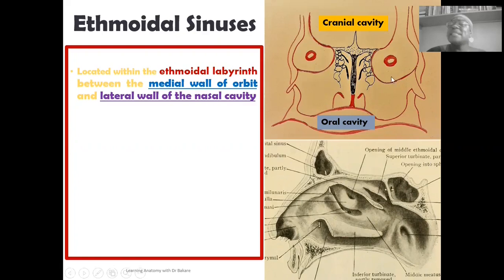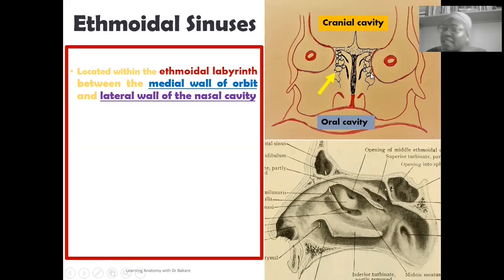It is located specifically in the ethmoidal labyrinth. The ethmoidal labyrinth is seen to be located between the medial wall of the orbit. This is the orbit here, and this is the medial wall of the orbit. This is the lateral wall of the orbit. So it's located between the medial wall of the orbit and also the lateral wall of the nasal cavity. This is where we have the nasal cavity, and this is the lateral wall of the nasal cavity on both sides. So you see that it is located between the lateral wall of the nasal cavity and also the medial wall of the orbit.